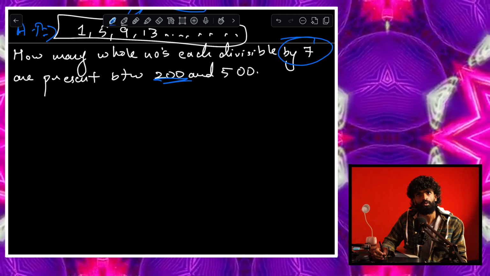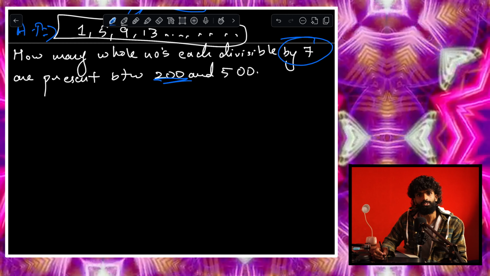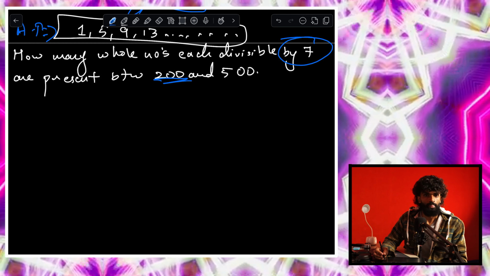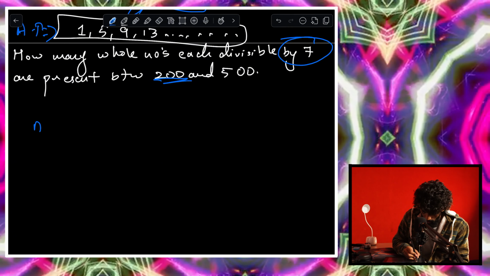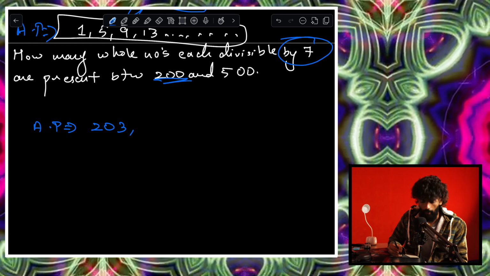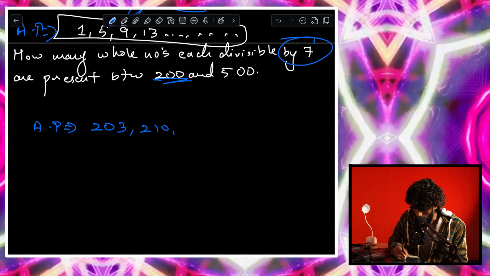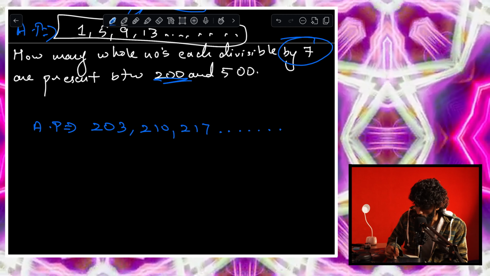Think of 201. Is 201 divisible by 7? No, not possible. 202, not possible, even number. 203, I think it's possible, because 7 times 29 is 203. So we start off with 203. Getting it? So the first term of the AP is not 200 but 203. Put a comma. Obviously I'm supposed to add 7, so it becomes 210. I'm supposed to add one more 7, becomes 217. Dot, dot, dot.